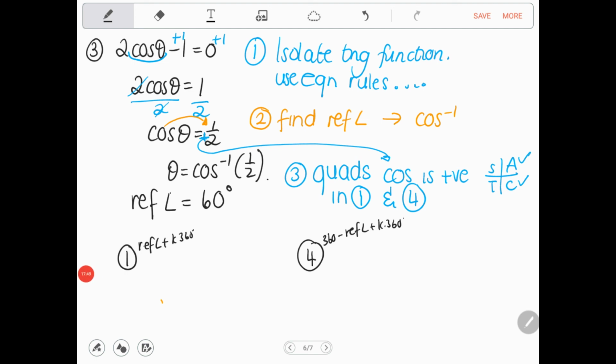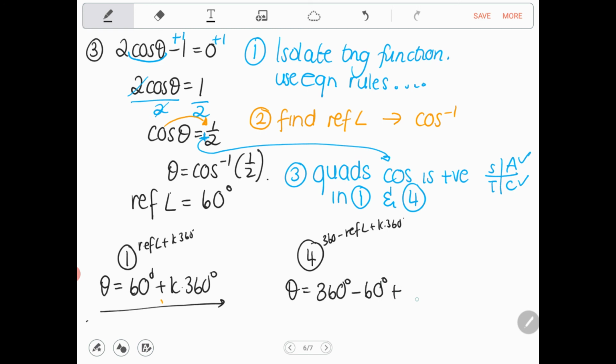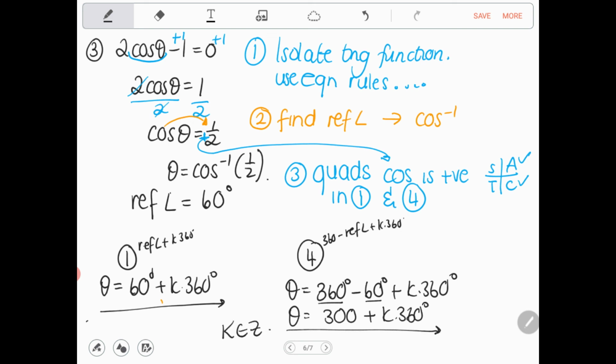So what is our answer? Theta is equal to our reference angle plus k lots of 360. That's already solved. And here it's going to be 360 minus our reference angle plus k lots of 360. That's going to be 300 plus k lots of 360. Remember, these are the like terms. And we have to remember that k is an element of z. So those are our solutions.